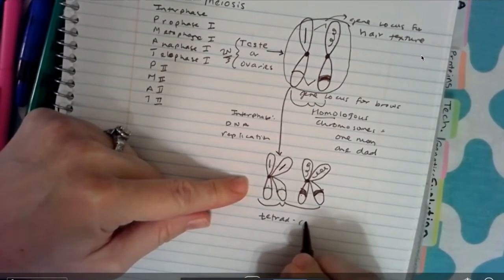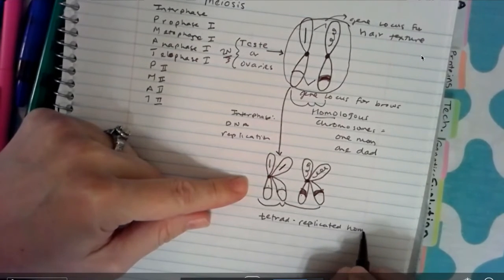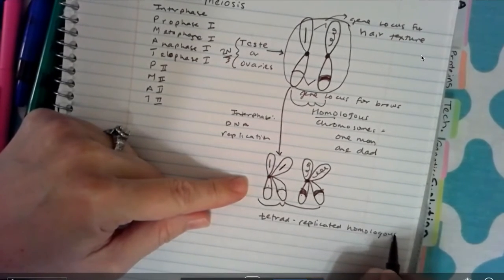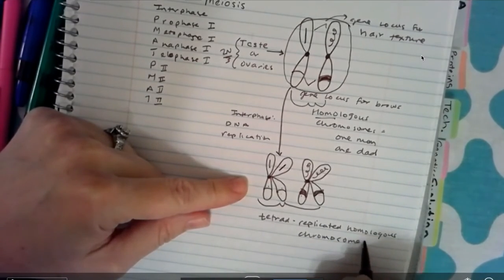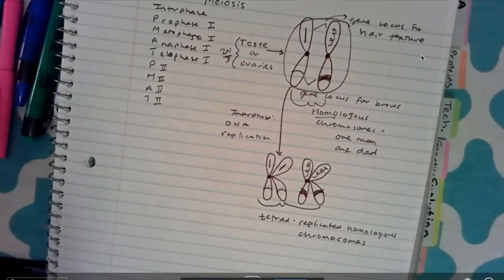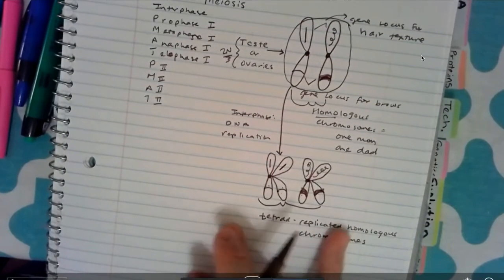And this is going to be replicated homologous chromosomes. So something special happens with replicated homologous chromosomes. This is going to be something called gene swap. Let me show you what I mean by that.